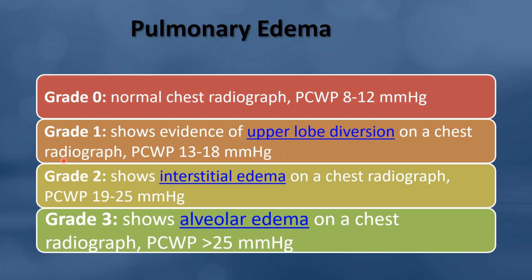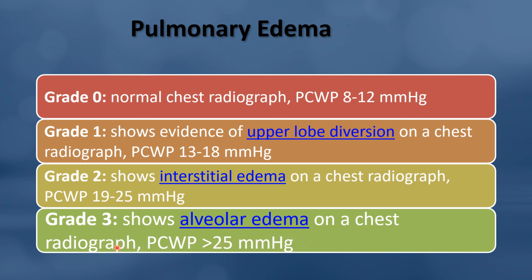Grade 2 shows interstitial edema on chest radiograph, and the pulmonary capillary wedge pressure at this stage is between 19 and 25 millimeters of mercury. And grade 3 shows alveolar edema, alveolar flooding on chest radiograph, and the pulmonary capillary wedge pressure is more than 25 millimeters of mercury.